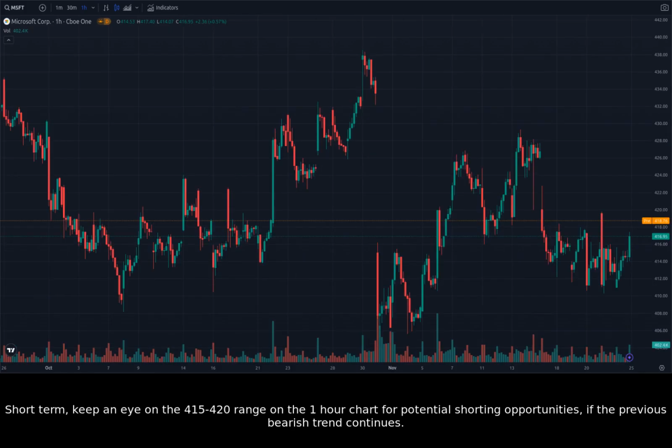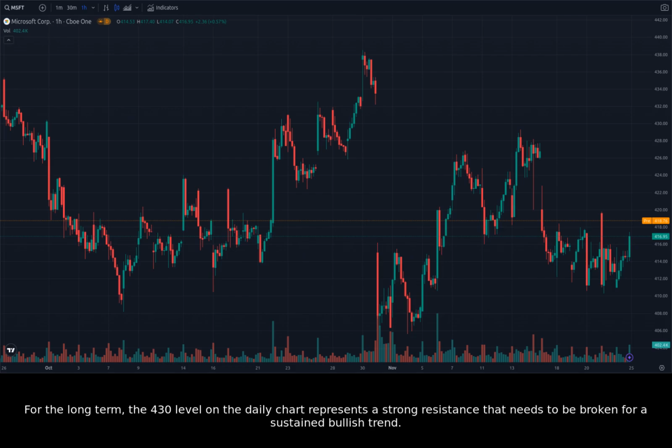Short term, keep an eye on the 415 to 420 range on the 1-hour chart for potential shorting opportunities if the previous bearish trend continues. For the long term, the 430 level on the daily chart represents a strong resistance that needs to be broken for a sustained bullish trend.